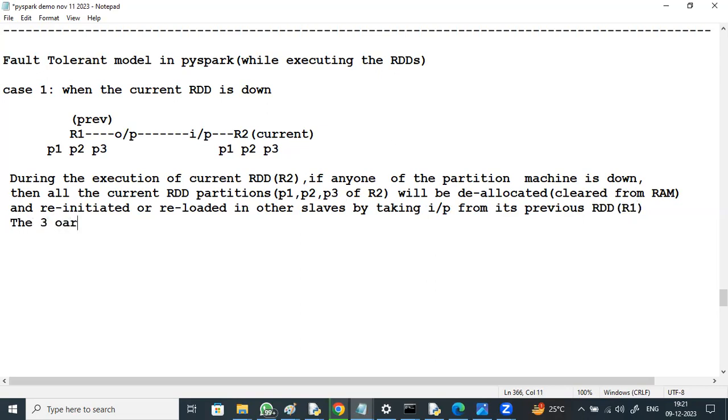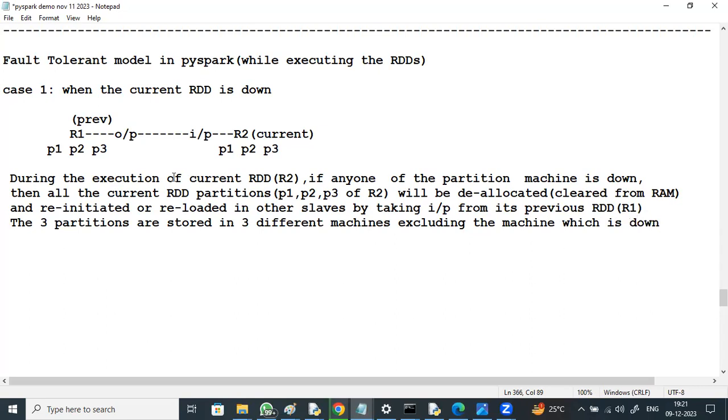The three partitions are stored in three different machines, excluding the machine which is down, right? Excluding the machine which is down. Understood this first one, case one?